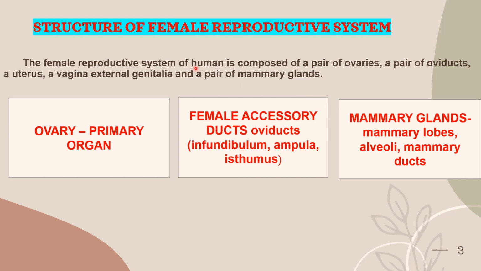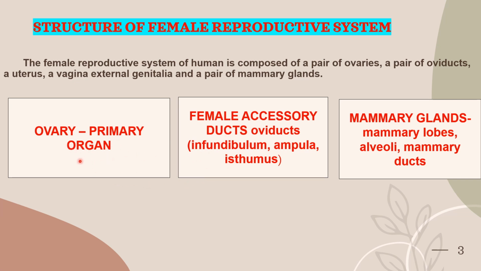Now, let us see in detail the structure of the reproductive system. The female reproductive system of humans is composed of a pair of ovaries. You have two ovaries, a pair of oviducts or fallopian tubes, one uterus, a vagina, external genitalia, and a pair of mammary glands. So these are the different structures that constitute the female reproductive system.